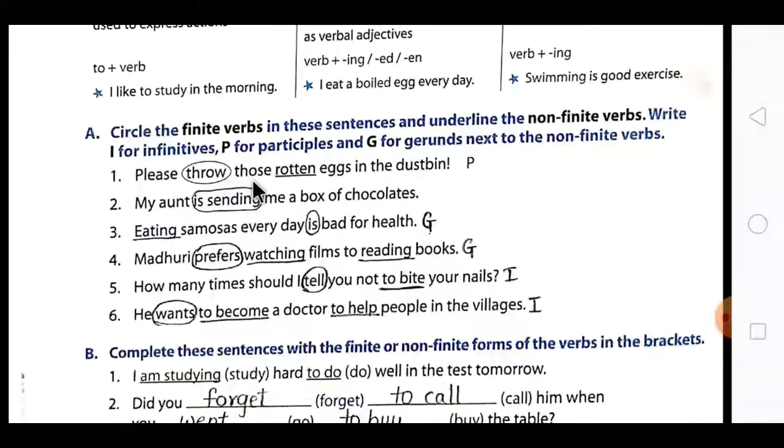If the verbs are non-finite, you have to put the type of non-finite verb: I, P and G. The first one is already done for you. In that, the finite verb is throw and the non-finite verb is rotten, because you have to circle the finite verb and underline the non-finite verb. For this non-finite verb rotten, you know the form verb plus en means it is a participle. That's why P is written over here.